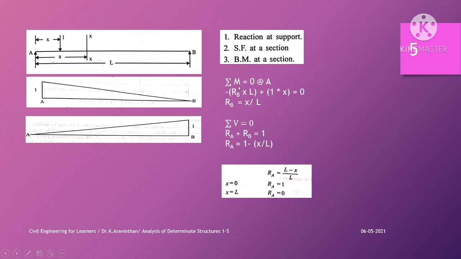First we will take sum of moment equal to 0 at point A. We will be taking moment at point A, and there are two loads, that is RB and this unit load. So if you want to find bending moment with respect to A, RB into distance, this L. So RB into this L, this will be anti-clockwise, hence it is indicated as minus. And this unit load into distance, so load into distance, so that is 1 into x. This will be rotating clockwise, hence it is indicated as plus, equals 0.